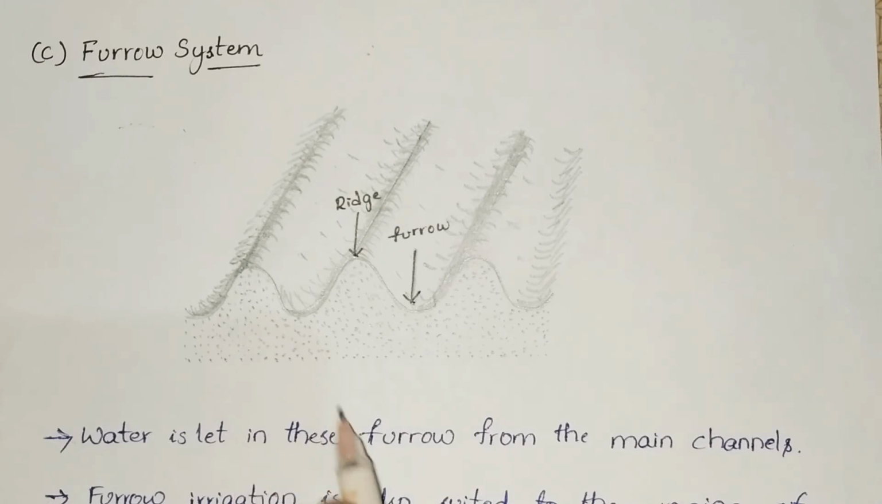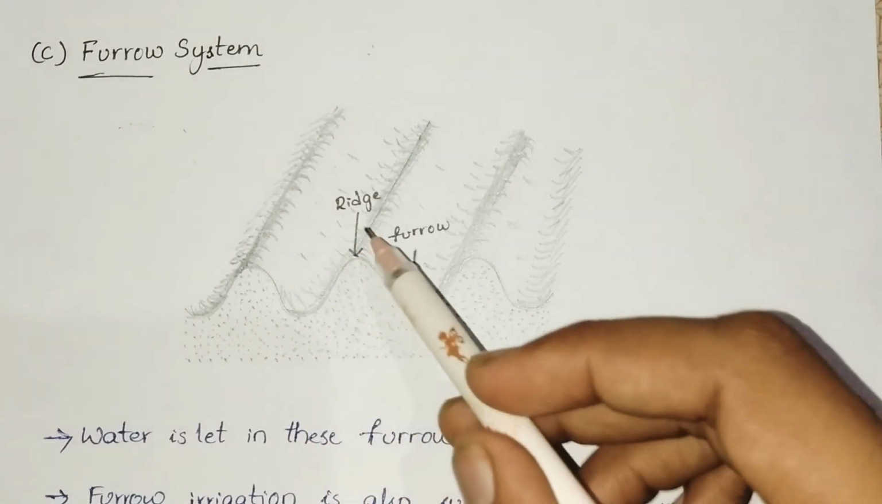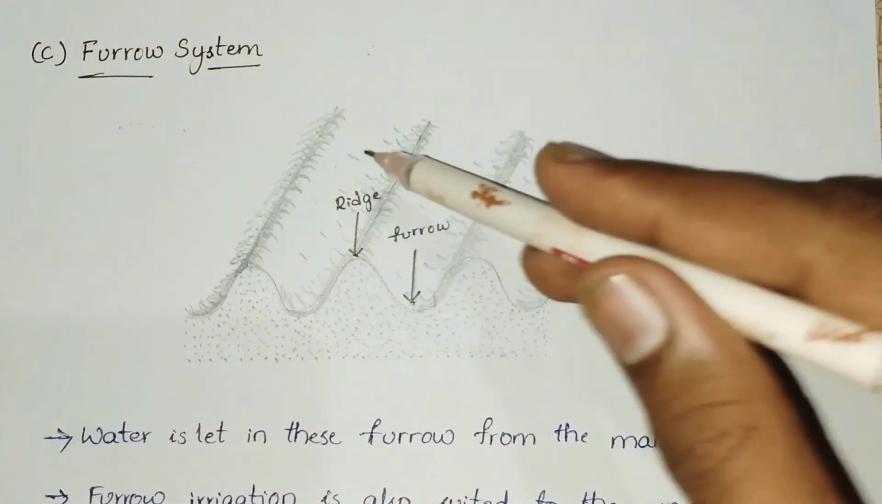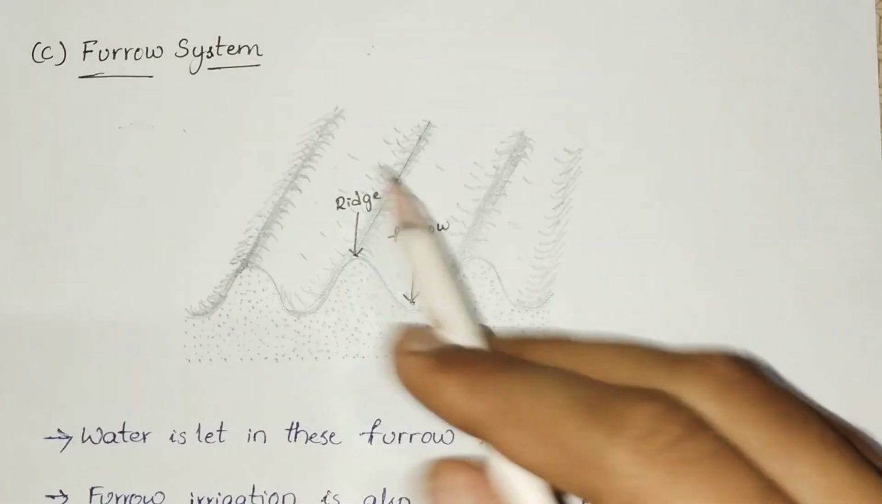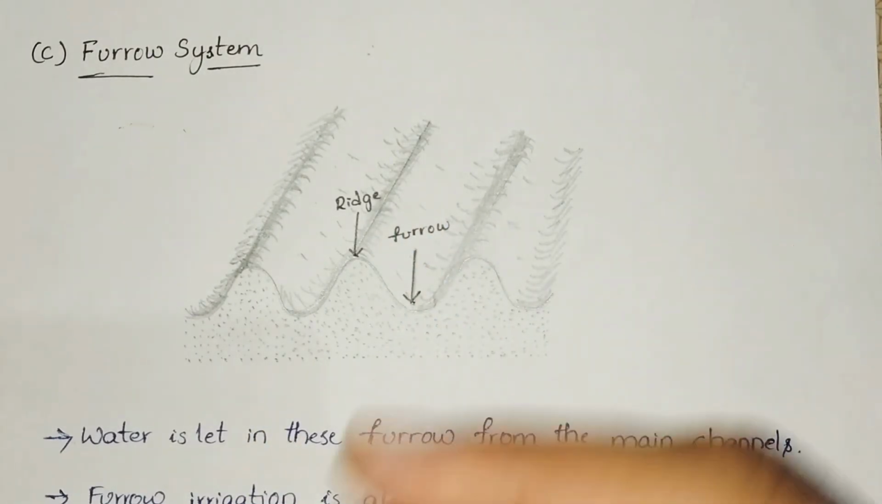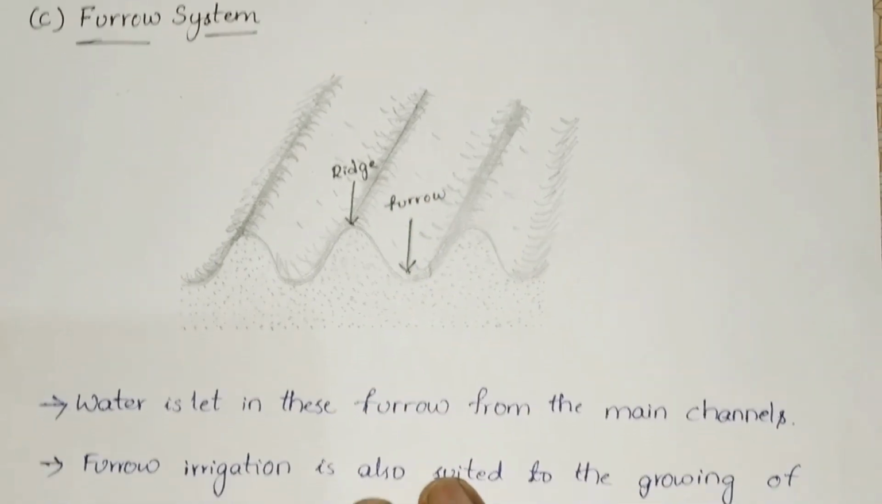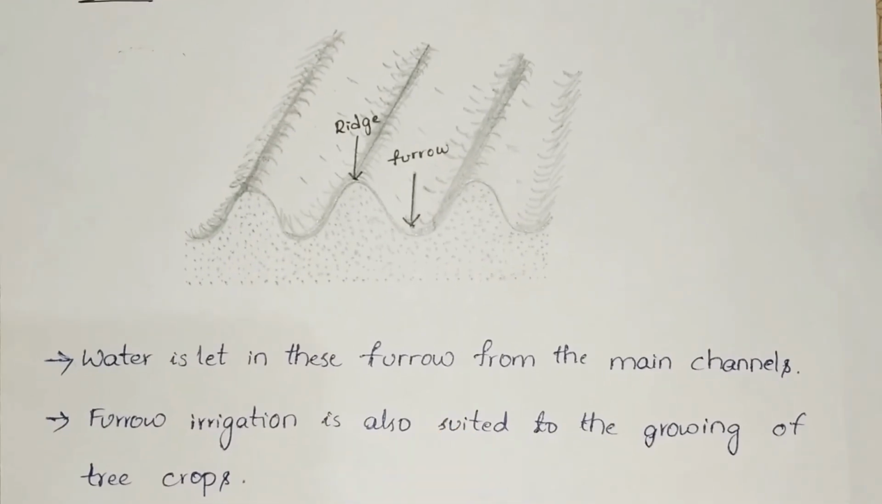Water is let in these furrows from the main channels. Water is applied to the top end of each furrow and flows down the field under the influence of gravity. Crops that would be damaged if water covered their stem or crown should be irrigated by furrows.